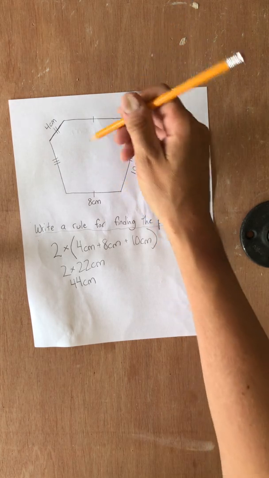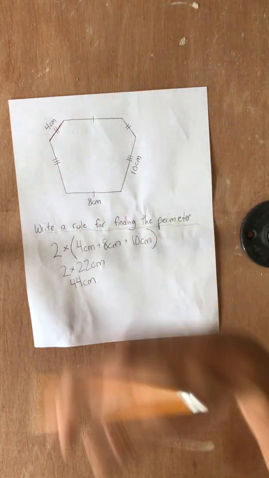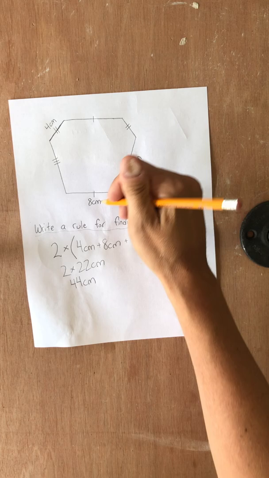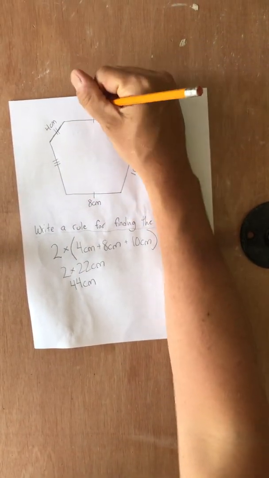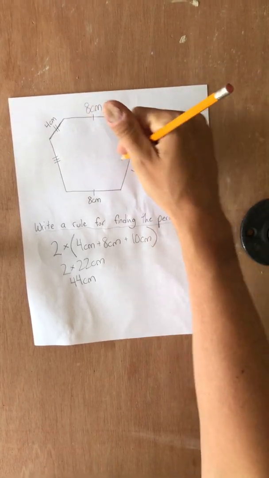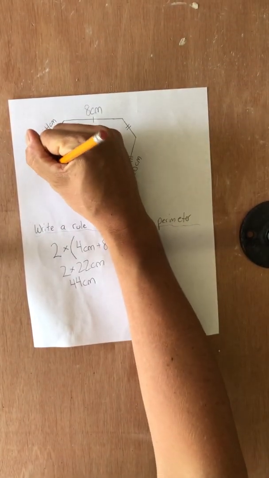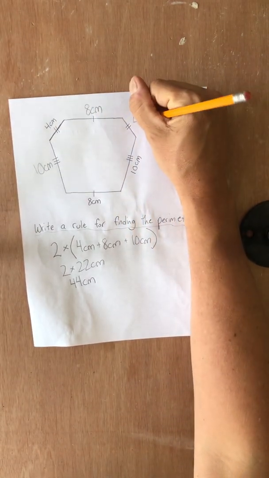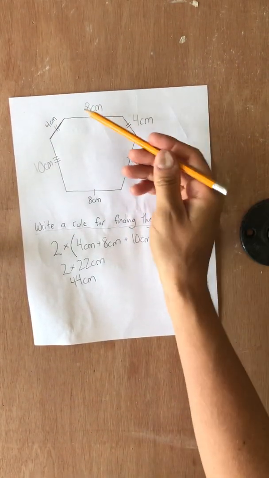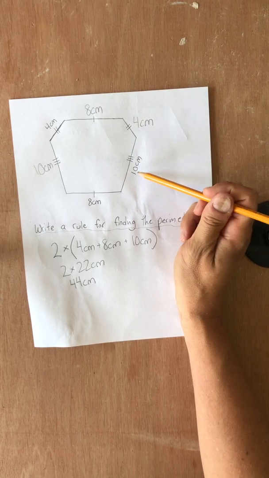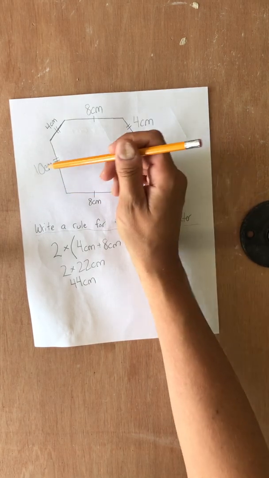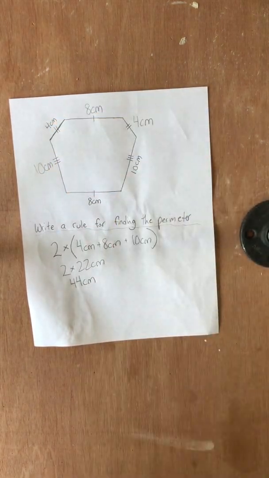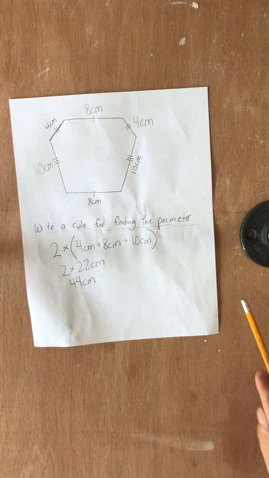Noticing that there's 2 of each side, you can find out what these 3 sides are and then multiply it by 2. Let's just double check and make sure that I get the same answer if I just add the perimeter together. Again, line and line, so this one's also 8 centimeters. 3 lines and 3 lines, so this one is 10 centimeters. 2 lines and 2 lines, so this one is 4 centimeters. Let's add them together. 8 plus 4 is 12. 12 plus 10 is 22. 22 plus 8 is 30. 30 plus 10 is 40. 40 plus 4 is 44 centimeters. And yes, I do get the same answer, so my rule worked.